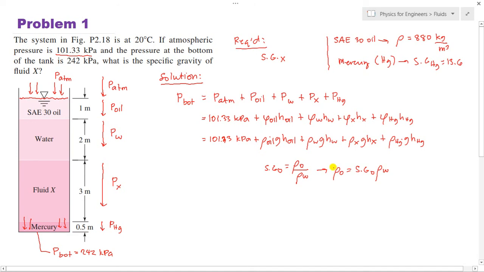So natay lain nga objects, natay oil, natay fluid, ug natay fluid X ug mercury. So mao na itong gamiton para makakuha ta og maka-substitute din ta kung sa given nato. So therefore, this will make into 101.33 kilopascal. So that is kilonewton ato is what? Kilonewton per square meter.